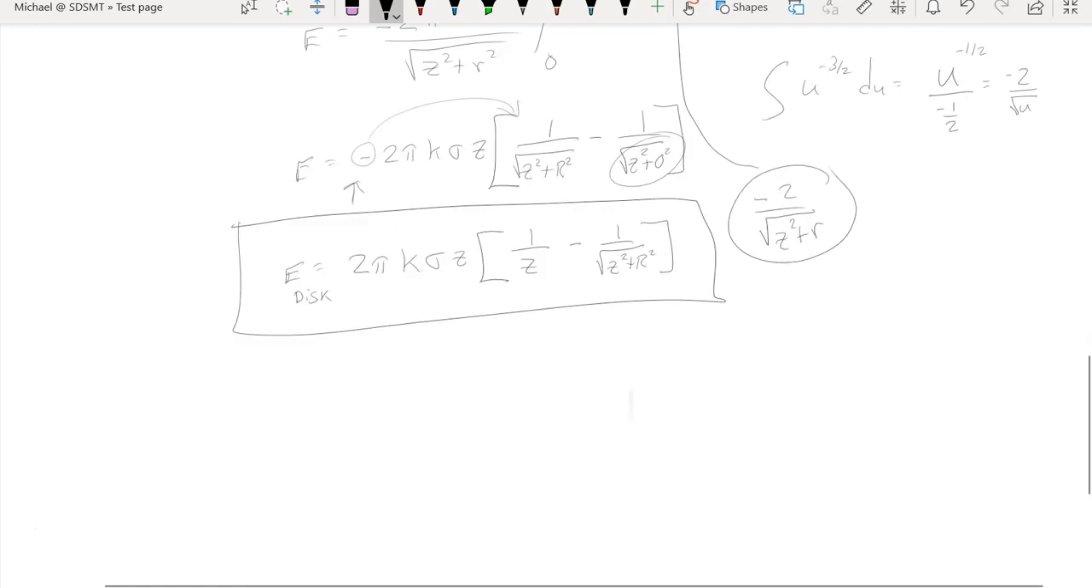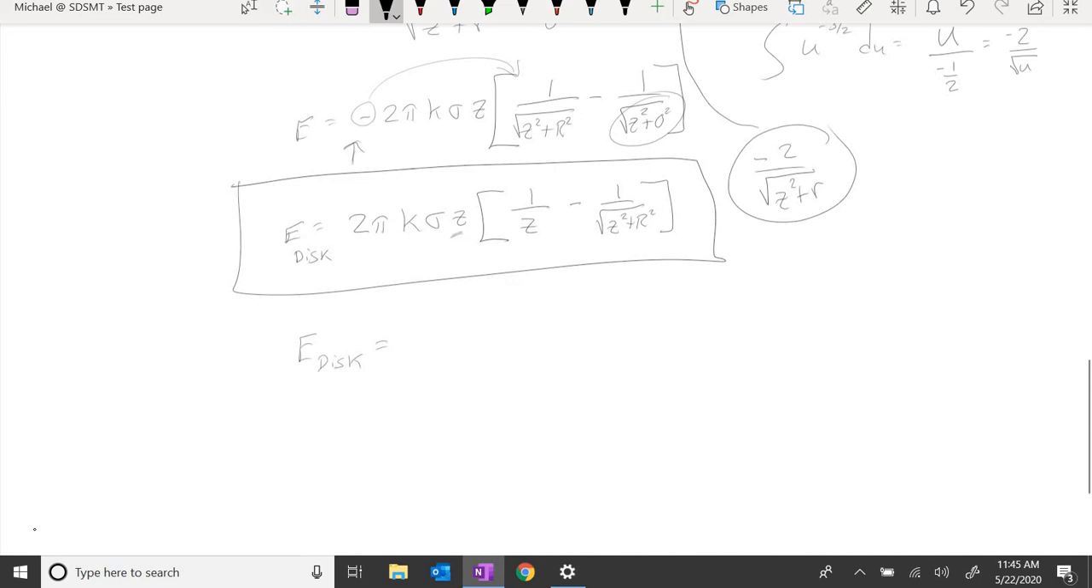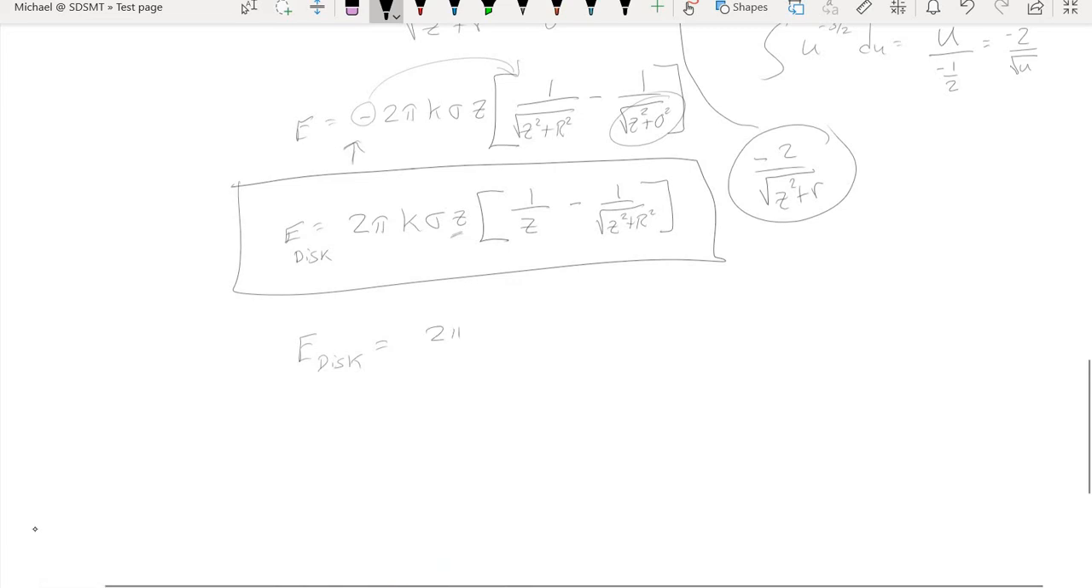Well, we're done, kind of. The one thing that we should probably bring to everyone's attention right now is that I have a z out front, which if I were to carry that through into the brackets would allow for a bit of simplification, because if I bring that z in to the top terms, I would have z over z, which is 1, minus z over root z squared plus r squared.